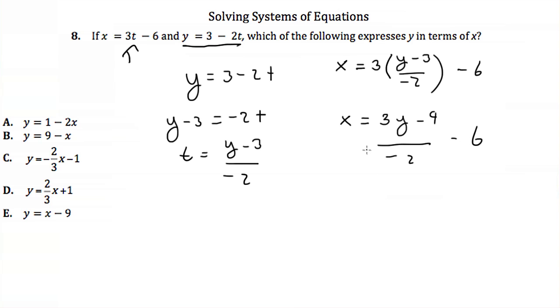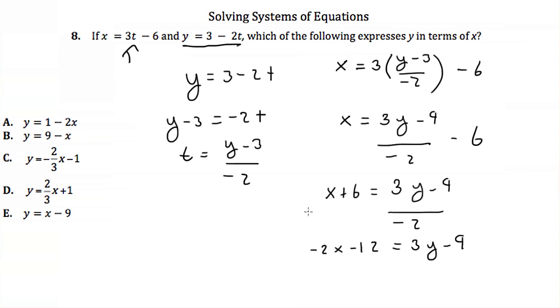And to do that, we want to get our y term alone, so I'm going to add 6 to both sides. So I'll have x plus 6 is equal to (3y minus 9) divided by negative 2. Now I'm going to multiply both sides by negative 2 and get negative 2x minus 12 is equal to 3y minus 9. Add 9 to both sides, and you'll get negative 2x minus 3 is equal to 3y. And then divide both sides by 3, and you should find that y is equal to negative 2/3 x minus 1. And that is answer C.